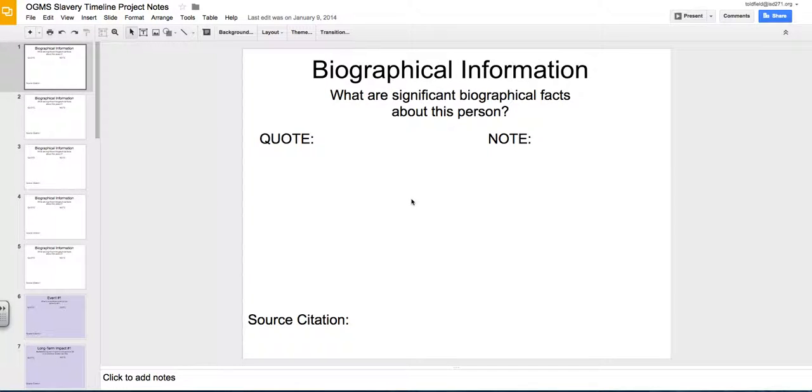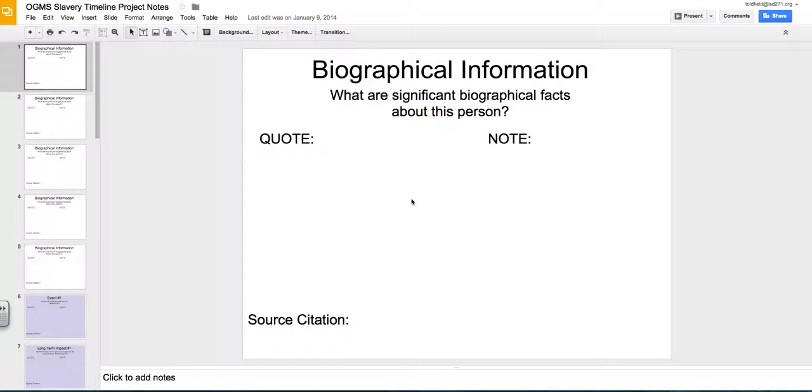What I'd like to do in this video is to talk with you about the scope of the project, what you're actually going to be producing at the end of your research. After you've learned about your slave or abolitionist, what is the timeline going to look like? And then also explain the organization of the note cards that you're completing as you're gathering information about the person you've decided to study. So first off, the end product is going to be a timeline.